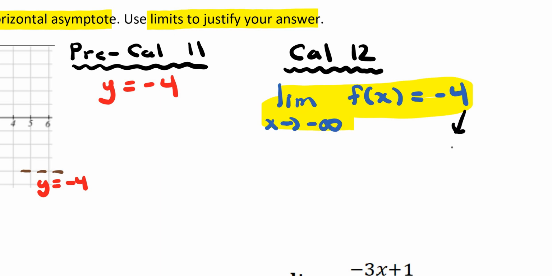And this 4 is really like that L that you saw at the beginning of this lesson here. And whether we go to negative or positive infinity, as long as we're leveling off to a height, that is our horizontal asymptote. Okay, so that's the difference between writing a horizontal asymptote in Calculus 12 compared to pre-Calc 11, where you can simply write the equation of the horizontal line and you're done. But in Calculus 12, we do have to use limit notation to describe a horizontal asymptote.